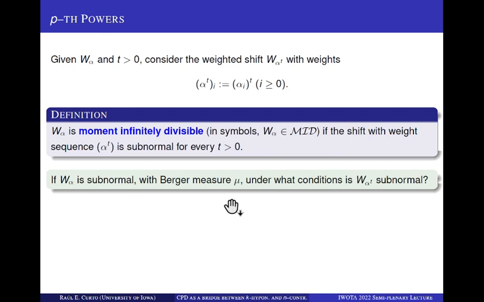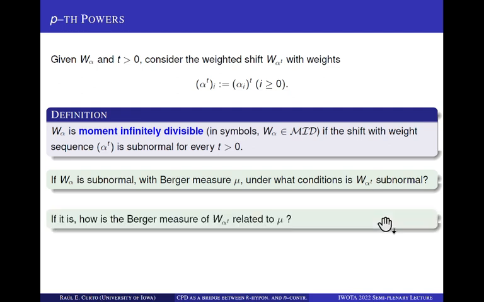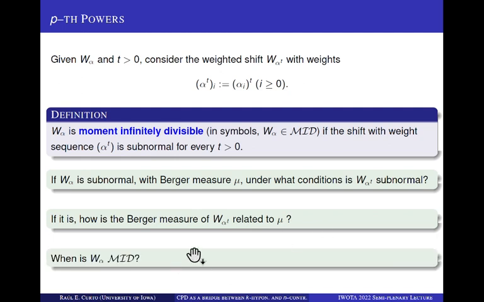If W alpha is subnormal with Berger measure mu, under what conditions is W alpha to the t subnormal? If it is, how is the Berger measure of W alpha to the t related to mu? And when is a weighted shift MID? How can I characterize those weighted shifts so that every t-th power is still subnormal?